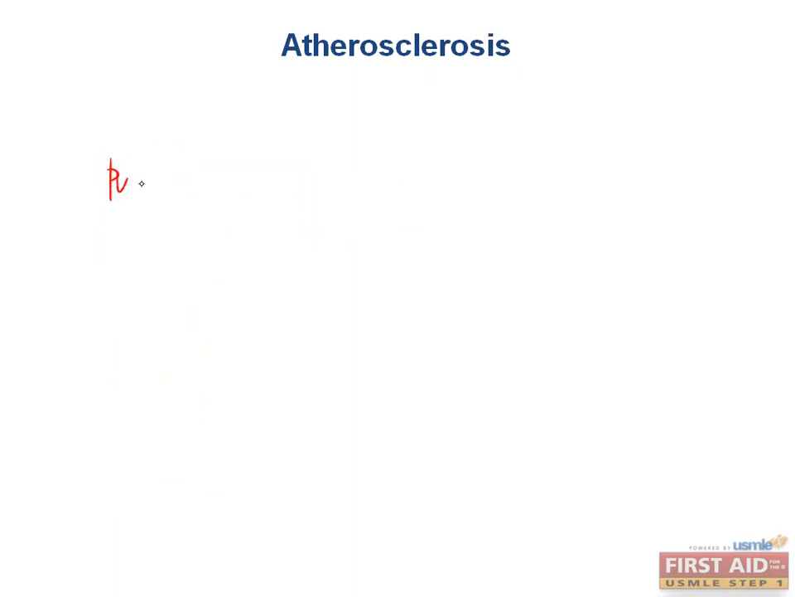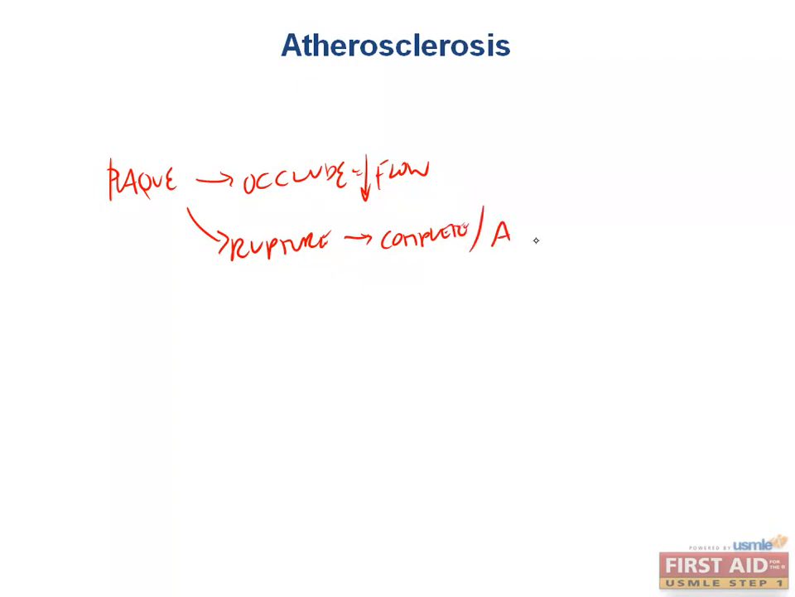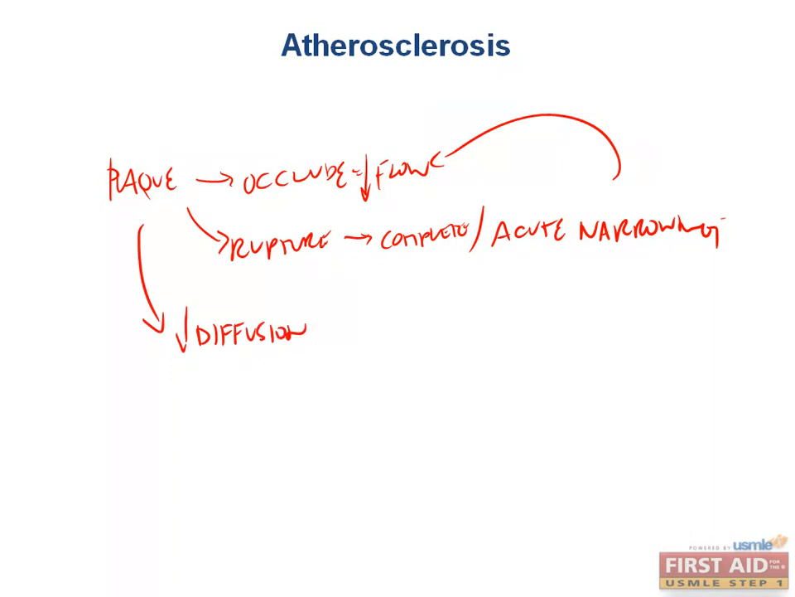The plaques that we have, remember the fibrotic cap with cholesterol core, they can do a couple of things. They can occlude the lumen, which leads to a decrease in flow. They can also rupture and cause complete blockage or acute narrowing, which also causes a decrease in flow. They can block diffusion of blood to the endothelial and internal elastic lamina layers, which causes necrosis of these cells and sets you up for weakening and risk of aneurysms.